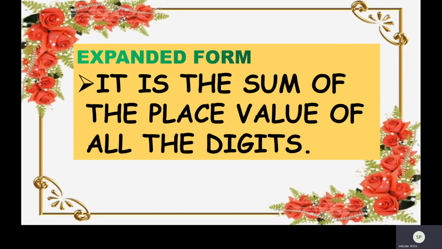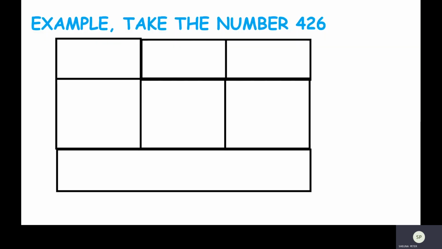Expanded form. So what is the meaning of the word expanded? It means to enlarge something. Now what is expanded form? It is the sum of the place value of all the digits. Let us see this using one example. Now take the number 426. Again we will write this in the box first, starting from the right hand side. So 6, 2 and 4.